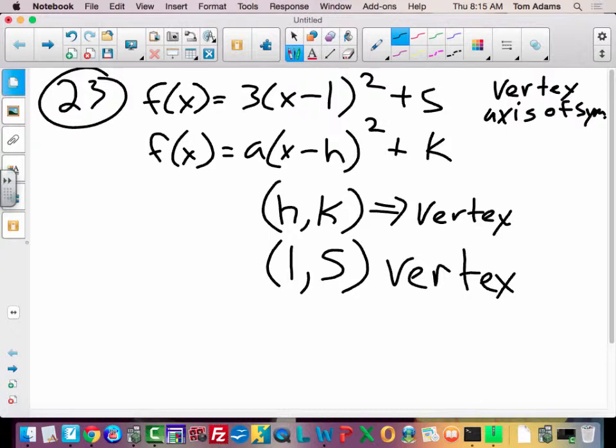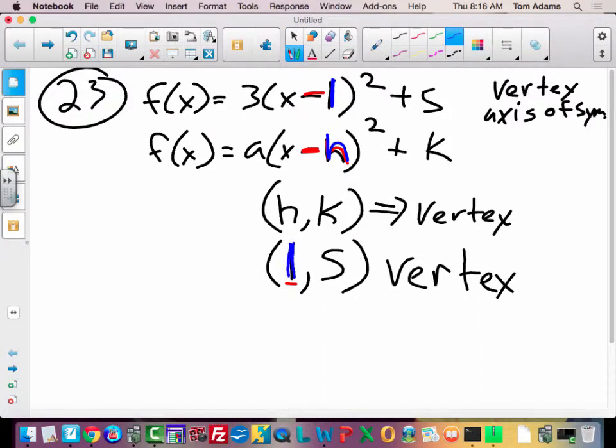Negative one? No, the formula has a negative h. So h is actually 1. Does that make sense? Good question. The question was, hey, shouldn't this be negative 1 instead of positive 1? And my answer is no, because the formula is minus whatever h is. Okay? So h is separate from the minus sign. Since I already have the minus sign here, h is actually 1.